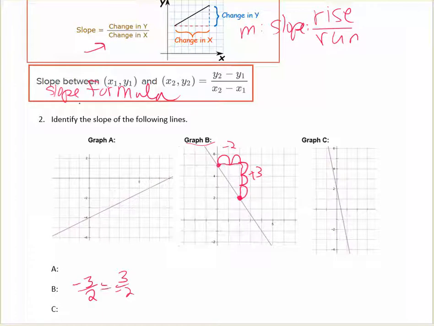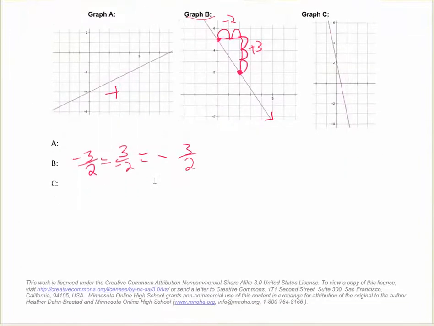These are equivalent fractions. Whether the negative is on the top or the bottom, it's the same fraction, and you could just write the negative in front if you wanted. So those are all equivalent fractions. You don't have to worry about which way you're doing it. The most important thing is that your slope in B is negative, and that's because it's going downhill when you look at it from left to right. Downhill slopes will be negative, uphill slopes will be positive, and we already talked about what the slopes of horizontal and vertical lines will look like.